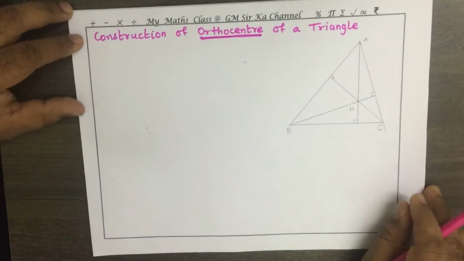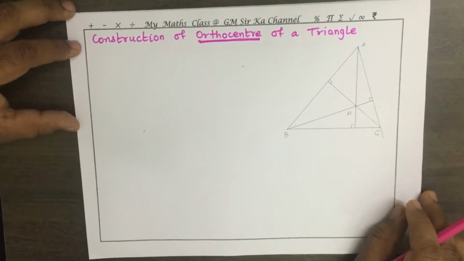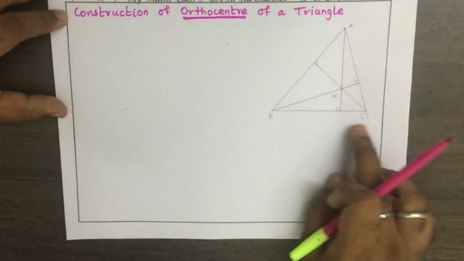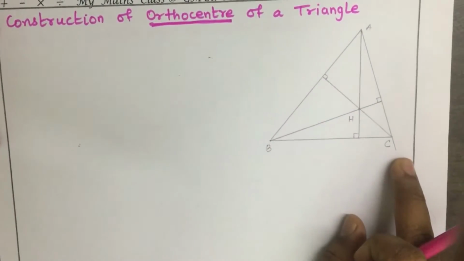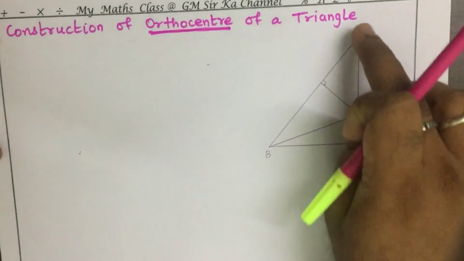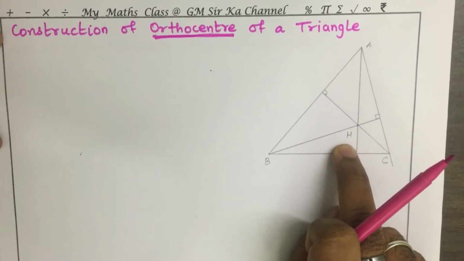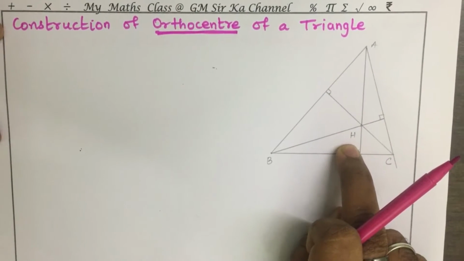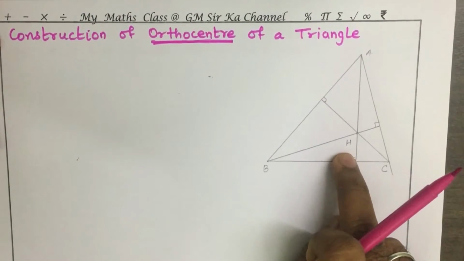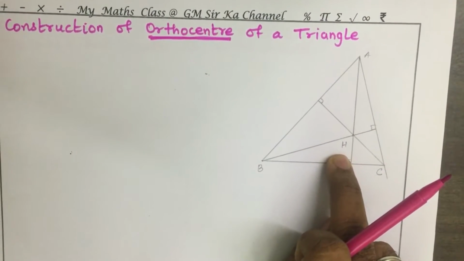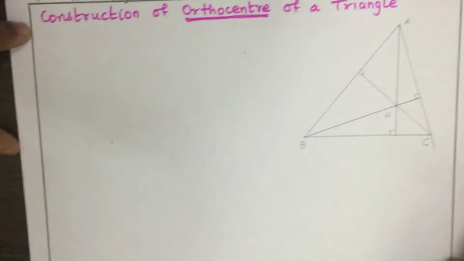Triangle, orthocenter of the triangle. So first of all we must know what is the orthocenter of the triangle. You can see one triangle is already drawn here for you, and this triangle is named ABC, and you can also see the three lines which are intersecting each other inside the triangle, and the point of intersection is capital H. And what is this point H? It is the point of intersection of three altitudes of the triangle.